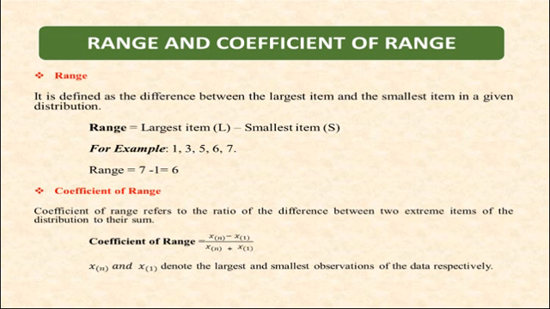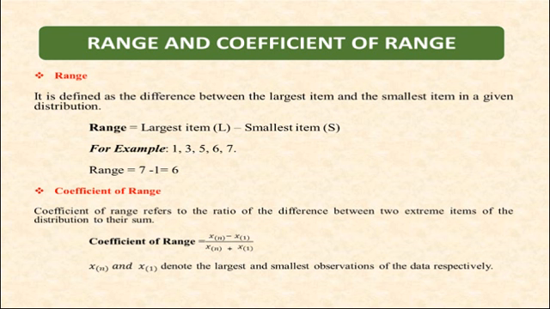It is defined as the difference between the largest item and the smallest item in the given distribution. Therefore, the range only takes the two most extreme values into account and tells nothing about what falls in the middle. We have the formula to calculate range, that is largest item minus smallest item.